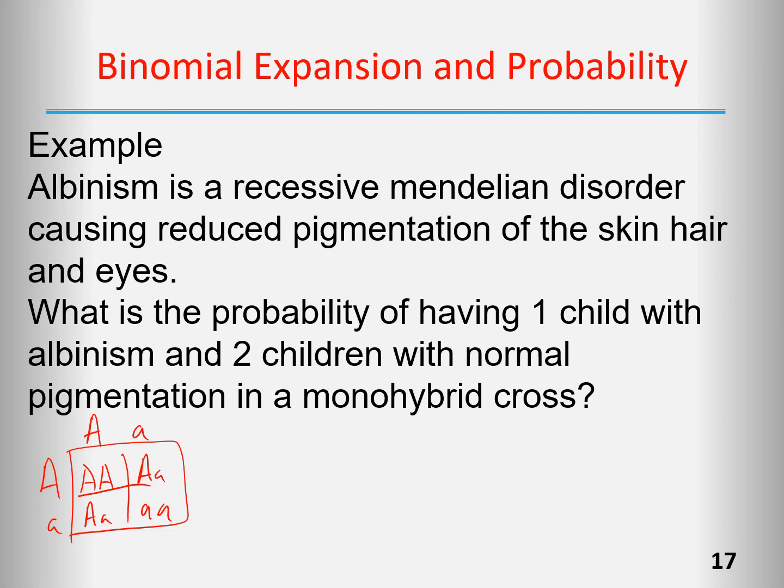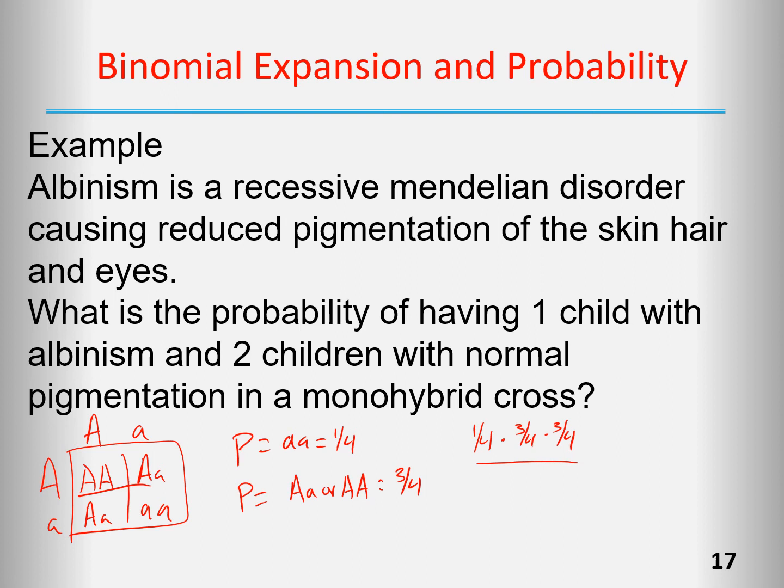Okay, so what I want to know is, what is the probability of having one child who has albinism and 2 children that have normal pigmentation? So the probability of having albinism is 1/4, and the probability of having normal pigmentation is 3/4. Okay, so we might be tempted to say, well, then my answer is 1/4 times 3/4 times 3/4. We might be tempted to say that.